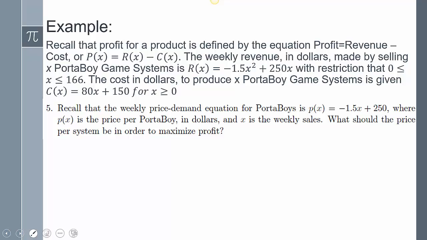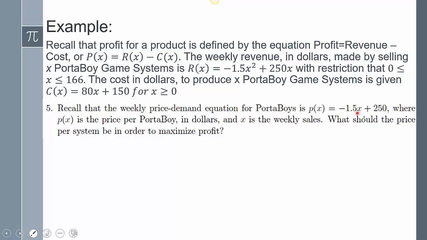Then number 5, it says recall that the weekly price demand equation for Portaboys is P of x equals negative 1.5x plus 250, where P of x is the price per Portaboy in dollars and x is the weekly sales. What should the price per system be in order to maximize profit? So this is my price demand function, which means that's the price that I should sell at to get that expected demand. If I want a certain demand, plug that value in, I want to sell this amount, this is the price that I should sell it for.